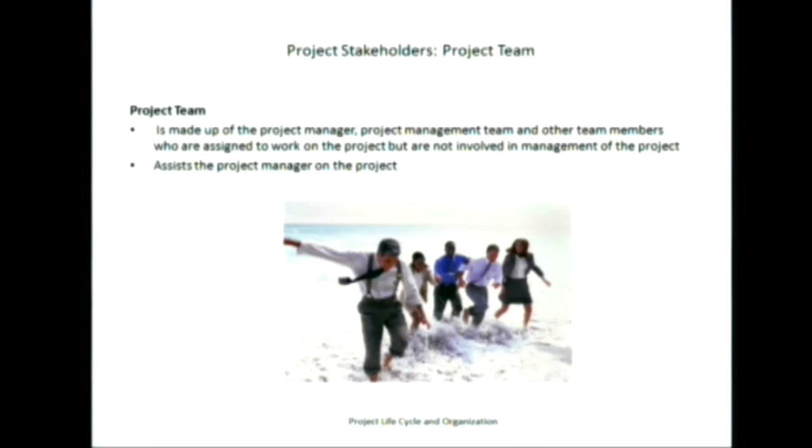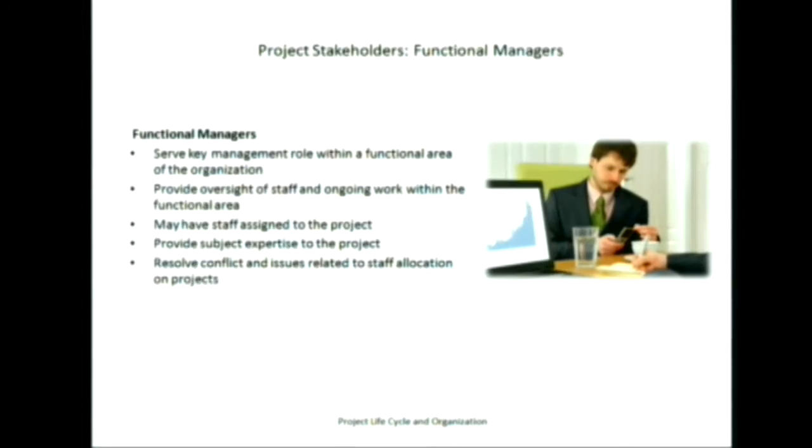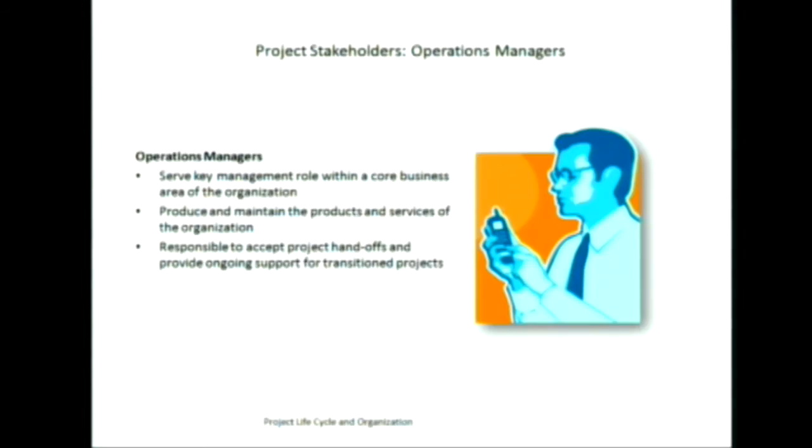So moving back to the slide here, let's look at the definition in the PMBOK guide. The project team is made of the project manager, project management team, other team members who are assigned to work on the project but are not involved in the management of the project. They assist the project manager on the project. Functional managers provide the resources to get the work done. Functional managers serve key management roles in the organization, providing staff oversight. They may have staff assigned to the project, or they may be providing subject matter expertise.